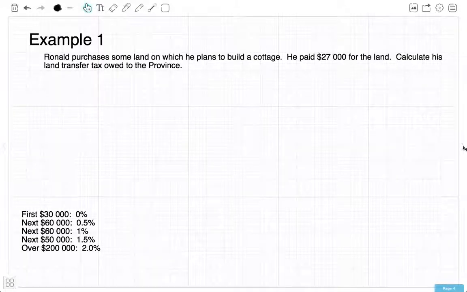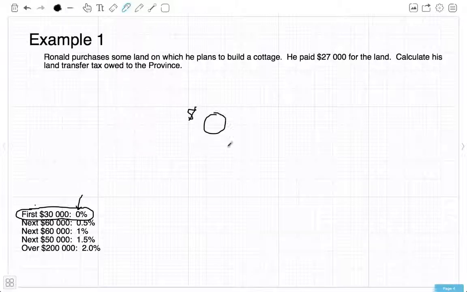In example 1, we've got Ronald who's purchasing some land on which he plans to build a cottage. He paid $27,000 for the land. Calculate his land transfer tax owed to the province. Well, if you look at the table, and I've put the table down in the bottom here for reference, you can see that the first $30,000 of any property purchase in Manitoba has a tax rate of 0%, meaning you do not pay land transfer tax if you've paid less than $30,000 for your property. So since he paid only $27,000 for the land, his land transfer tax would amount to 0.